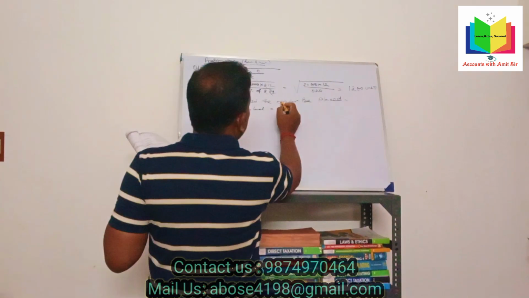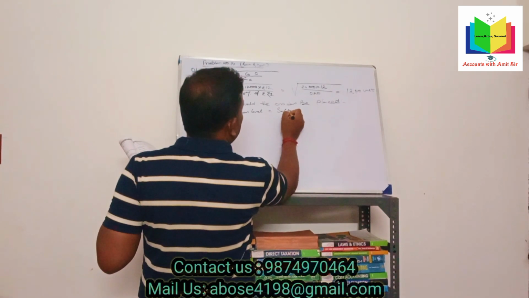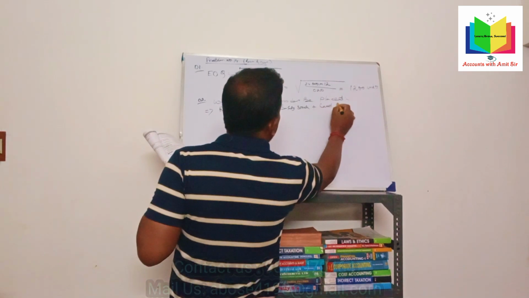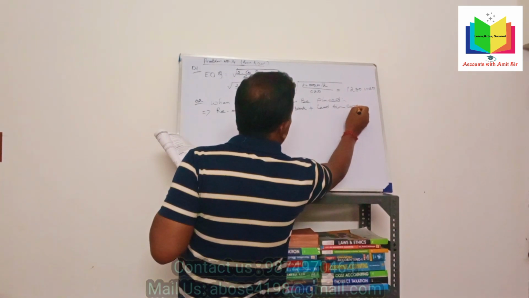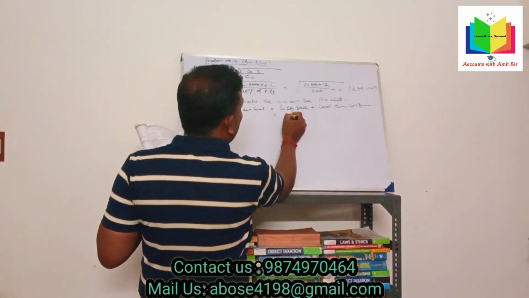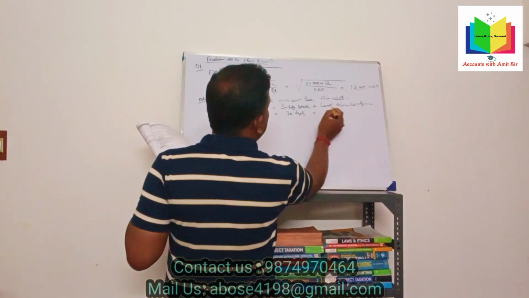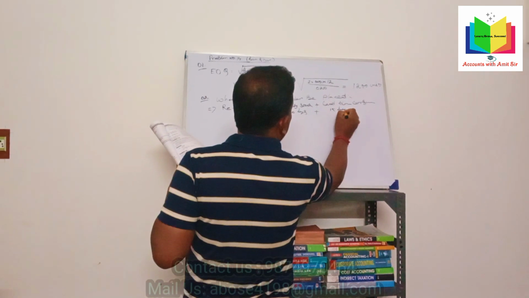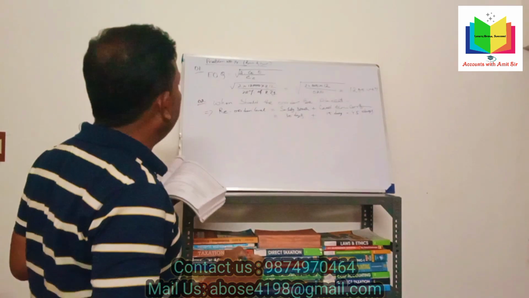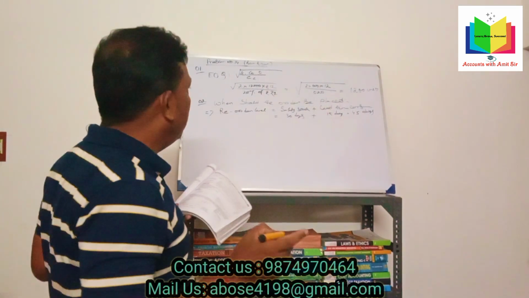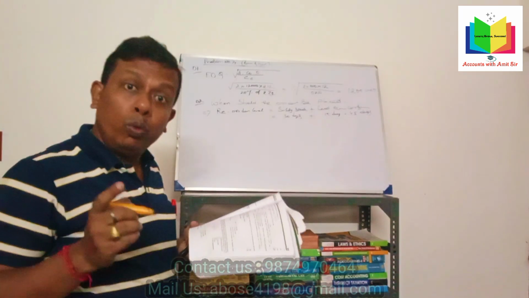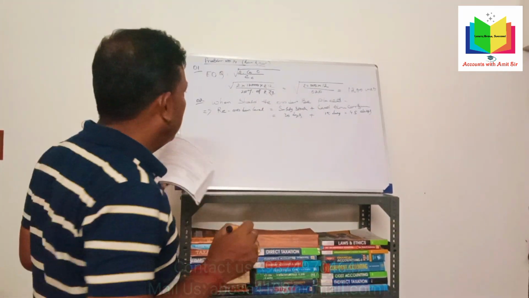The formula is safety stock plus lead time consumption. Note down: safety stock plus lead time consumption. Here safety stock is 30 days and lead time consumption is 15 days. Therefore it will be 45 days. Safety stock plus lead time consumption equals reorder level. At first you calculate this to find out when the order should be placed.